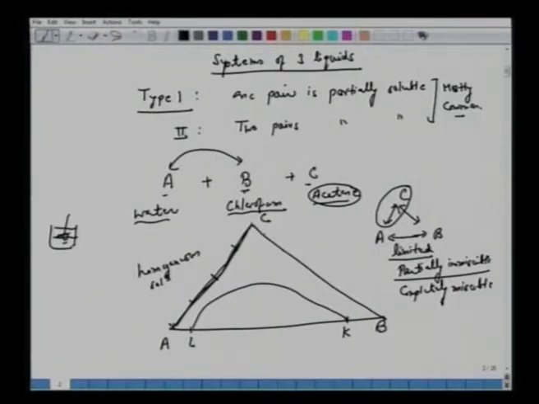Similarly, if we add B and C and stir them properly, then we have a completely homogeneous solution, or a completely miscible system here. On the other hand, if you mix A and B and look at this, now we have this phase diagram. There will be a separation. So here also we see some segments between A and L and K and B, in which we can say that the mixtures of A and B are miscible.